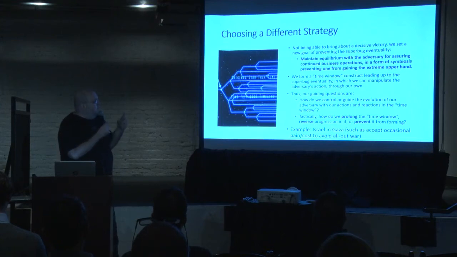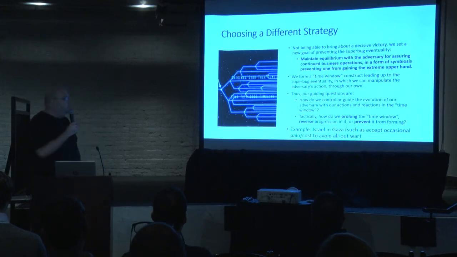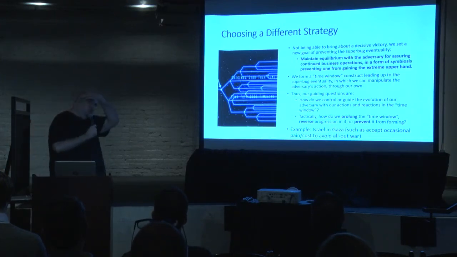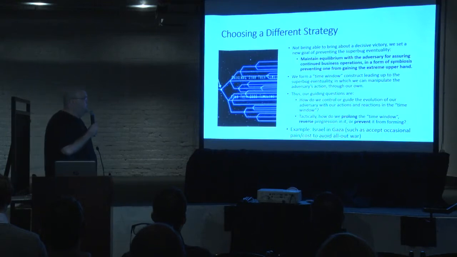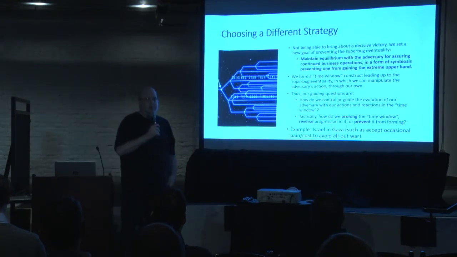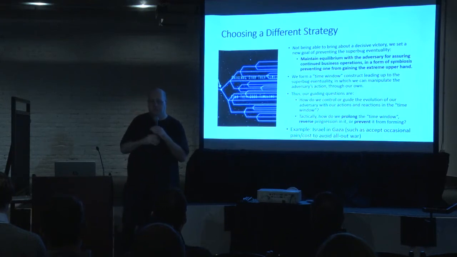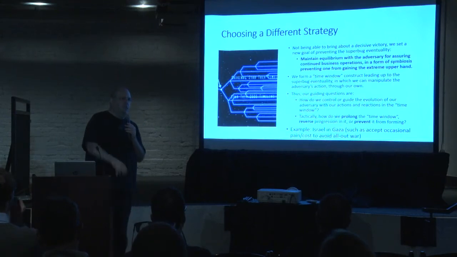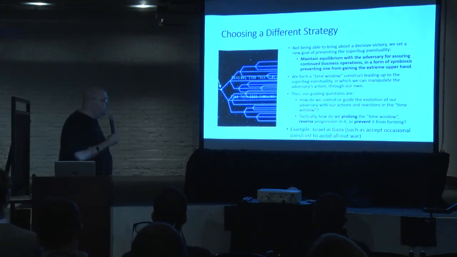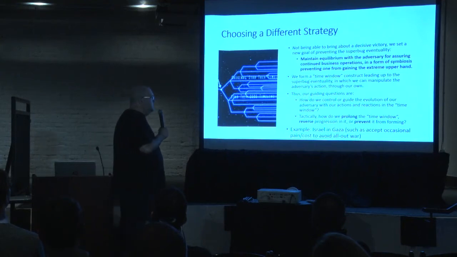So if we can't bring about a decisive victory, we set a new goal. We want to prevent the eventuality. So we maintain equilibrium with the adversary, because we want to assure business operations. And this is a symbiosis, preventing one from getting the extreme upper hand, as we have seen happen quite a few times in our game here. And we have what I call a time window. I haven't found a better term for it, where we construct more time leading up to the eventuality. Meaning, we want to prolong that window.